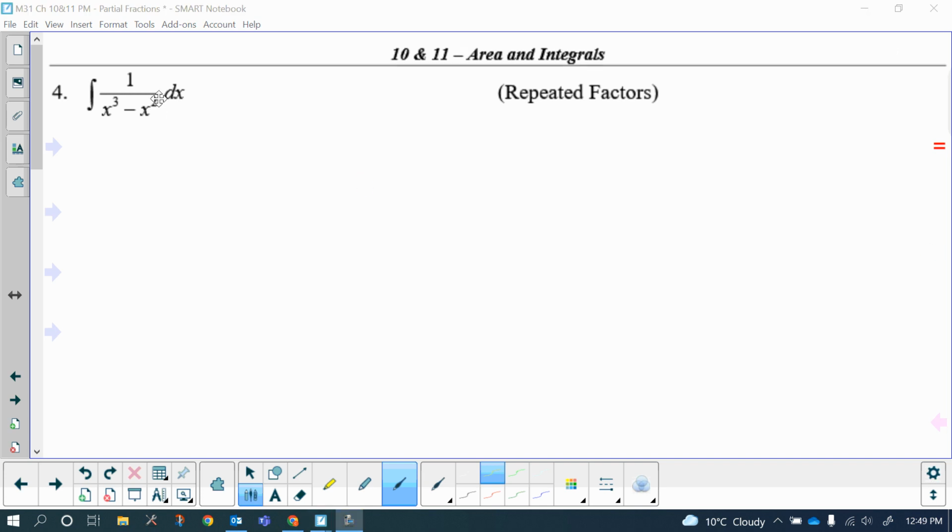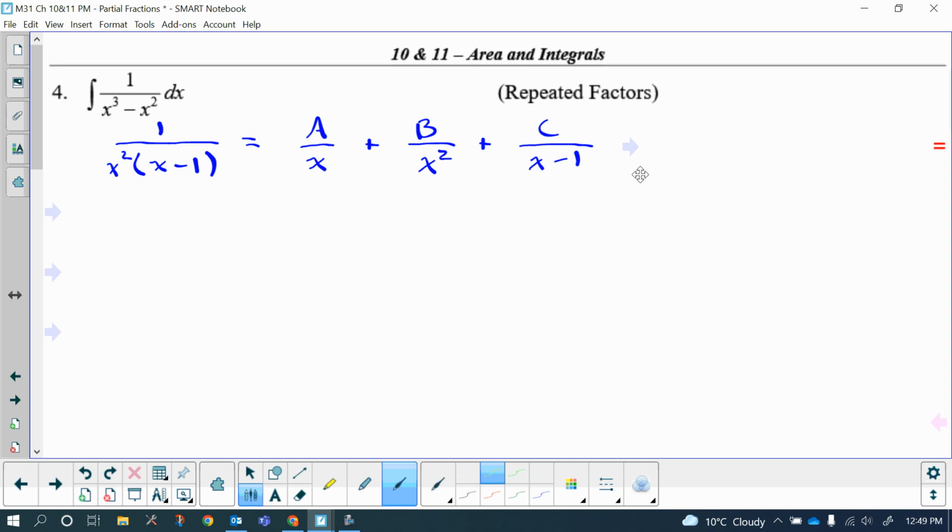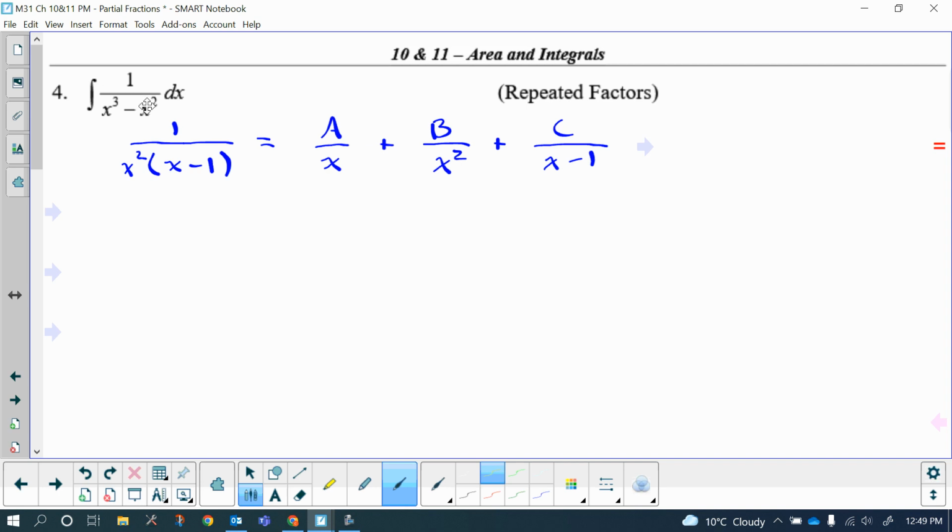With this question, we're still looking at a situation where our rational expression has a numerator of lower degree than the denominator. But we have repeated factors. So there's a slightly different strategy that we can use this time. So when I factor my denominator, I can factor out an x squared. Since x is a repeated factor, on the right-hand side, I can say it could be a over x plus b over x squared plus c over x minus 1.